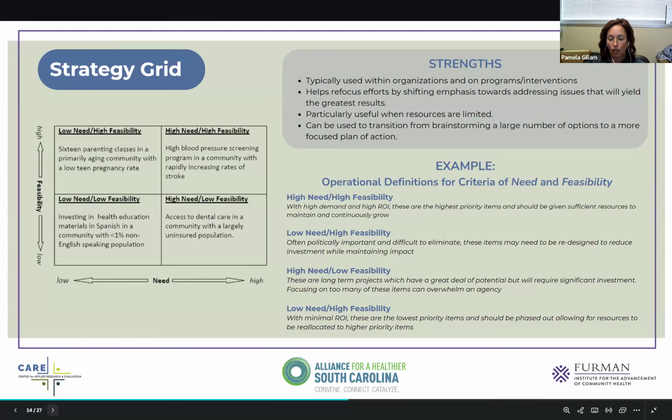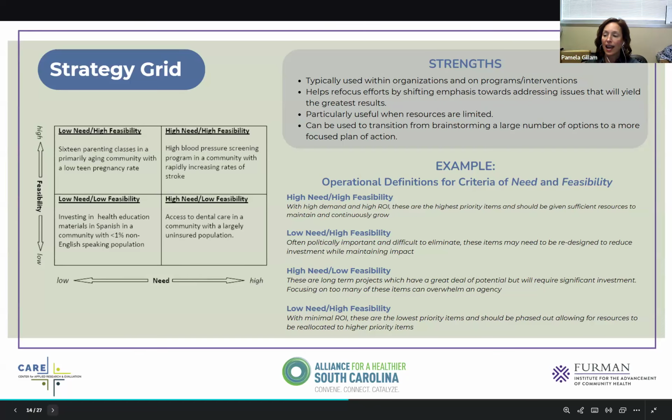So this is a great example, again, if you want to do it within an organization that's responsible for addressing health issues and maybe trying to decide which programs or interventions they want to provide. So for example, for high need and high feasibility, they put a high blood pressure screening program in a community with rapidly increasing rates of stroke. So it just shows you how they placed programs or interventions in each of the quadrants. So strategy grid is a second example of a prioritization method you could use.